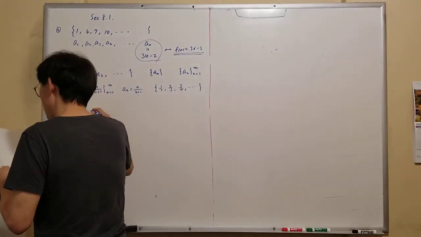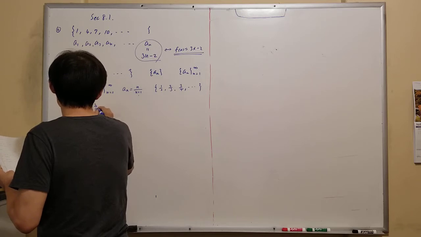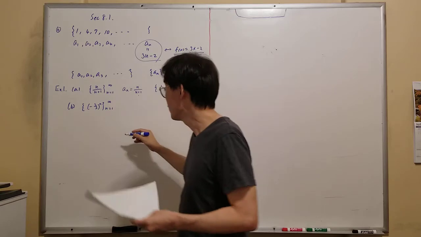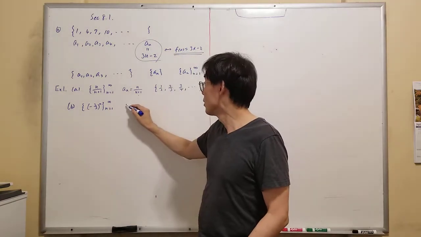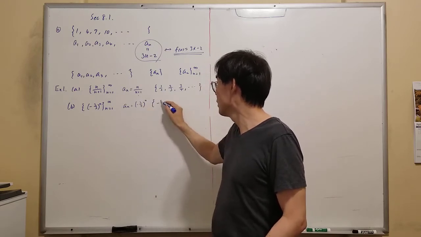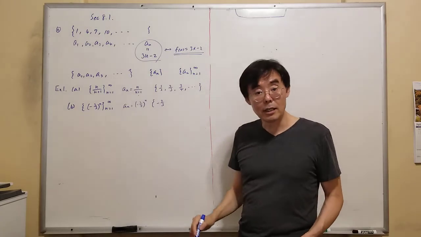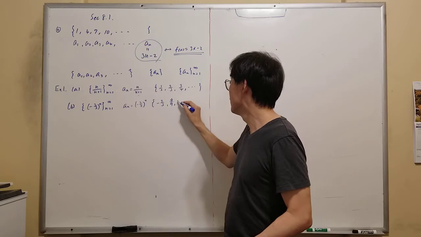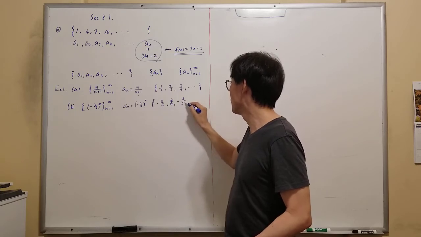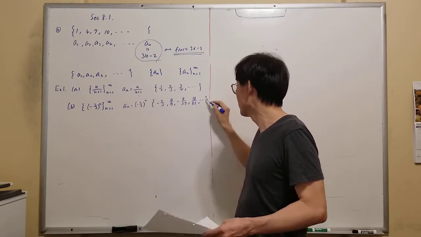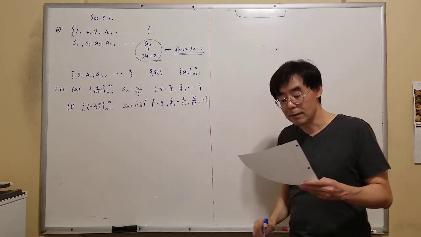Now, second, what if you have minus 2/3 to the nth power? Okay, so that means your general term, nth term, is minus 2/3 to the nth power. N equals 1, negative 2/3. N equals 2, square, 4 over 9. Negative 8 over 27. 16 over 81. Keep going. Right?